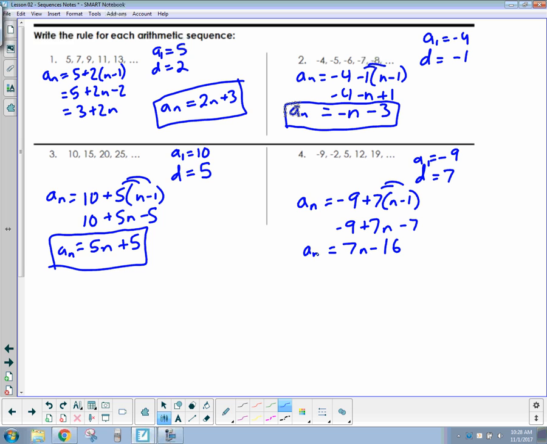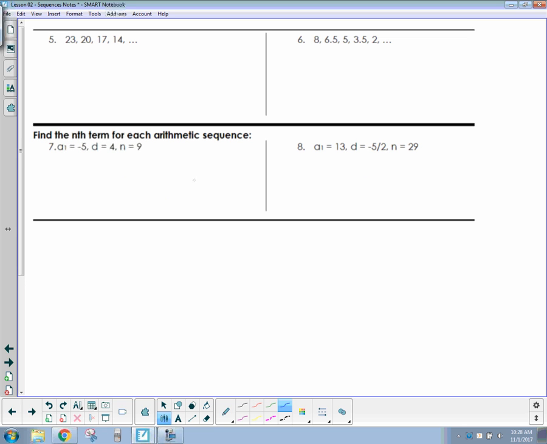Okay, let's keep going. Number 5. Again, first term is A1, equaling 23. Difference is going to be negative 3. Plug that into your formula. Distribute, and then bring it all together. 23 plus 3 is 26.